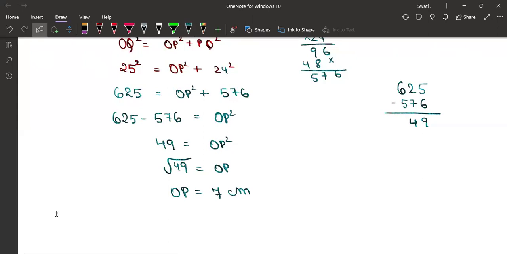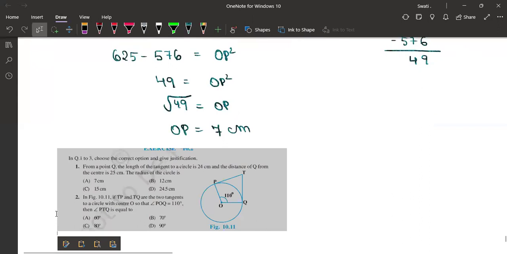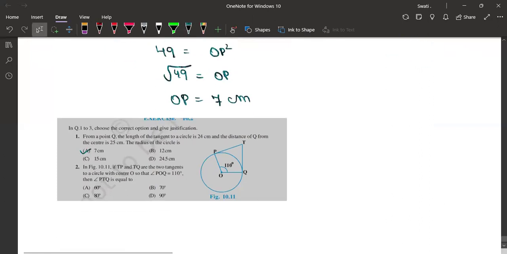Let us do the next question also, Manya. For that, let me share. So the answer will be 7 centimeter, option A. You got it, Manya? Yes. Okay, now let us solve the next question, which is question number 2.